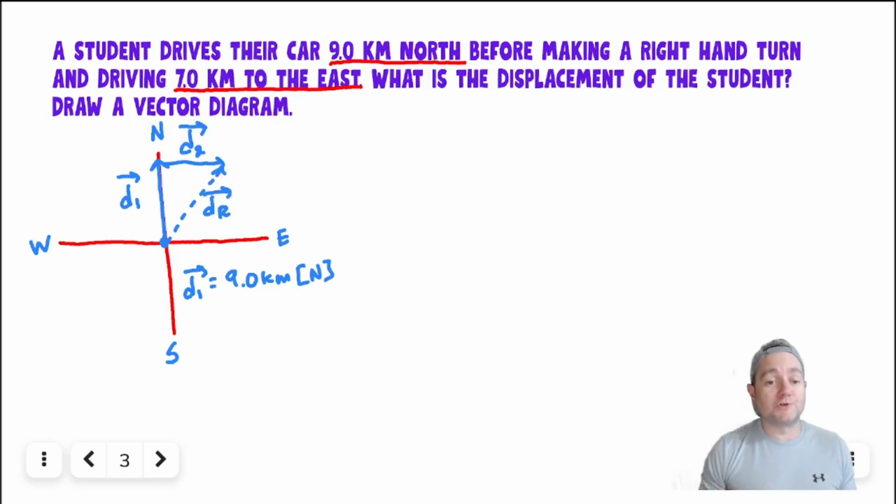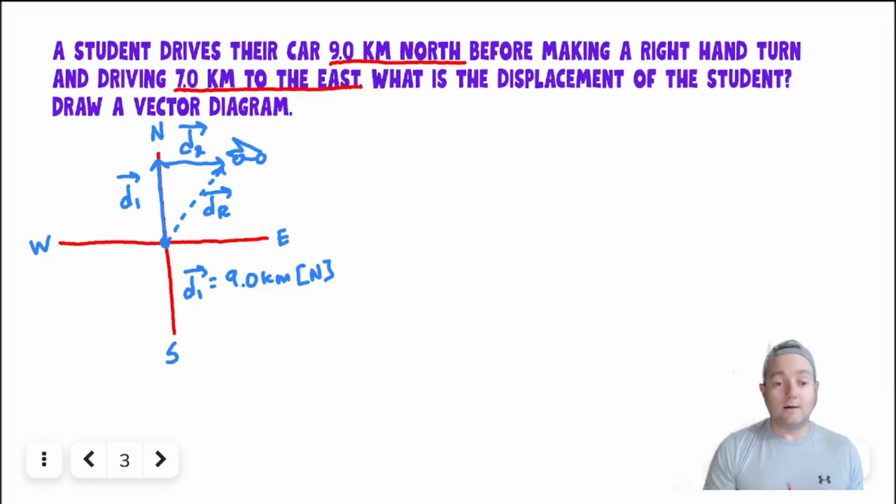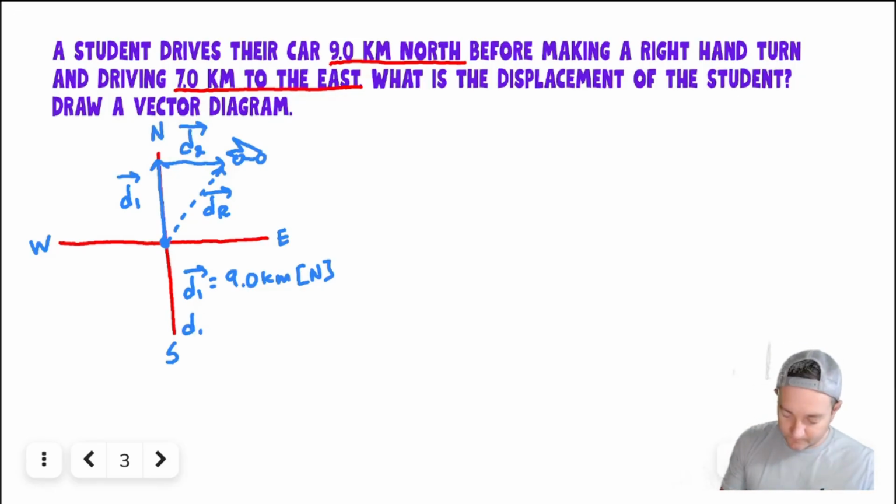So our resultant displacement. So remember, displacement is distance from starting position. So we started down here at this dot, and then we ended up over here. I'm going to draw my rocket car. Eat your heart out, Elon. I've been drawing those since I was a kid. And we'll write in our D2, which is 7 kilometers east.